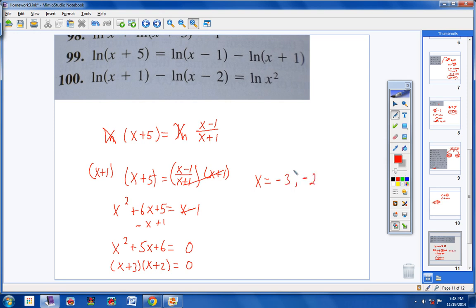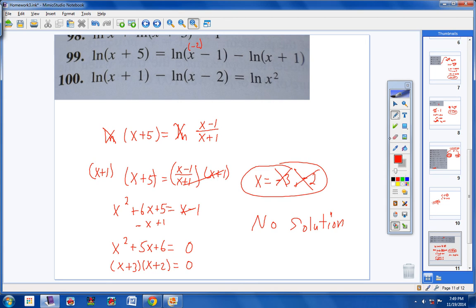Now let's see if any of these don't work, okay? Let's start with negative 3. Put a negative 3 here, we're good. Put a negative 3 here, and we're not good. No good. It gives you a negative 4 for an argument. Negative 2 also doesn't work because a negative 2 here for x gives you a negative 3 for an argument. So none of these work. So your answer for 99 is no solution. All that work for no solution, okay?